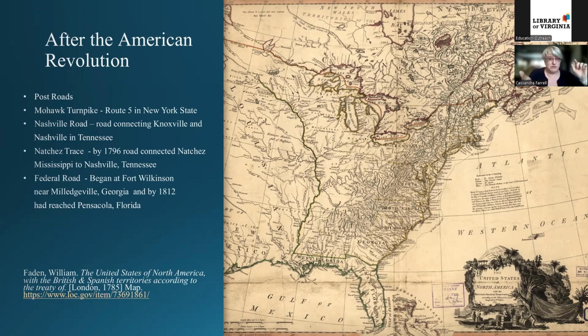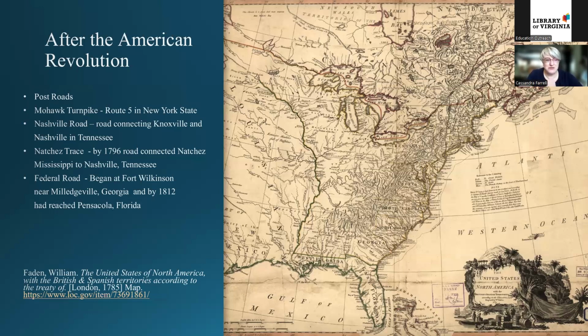So, for example, you have the development of the Mohawk Turnpike, which is Route 5 in New York State. You have the development of the Nashville Road, which connects Knoxville and Nashville. The Natchez Trace, which connected Natchez, Mississippi to Nashville, Tennessee. And again, trace is a really good word to use to describe that road.